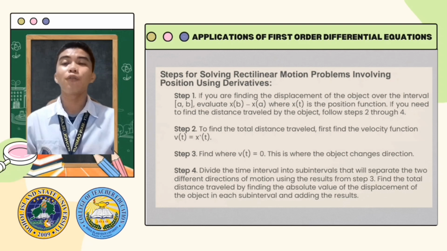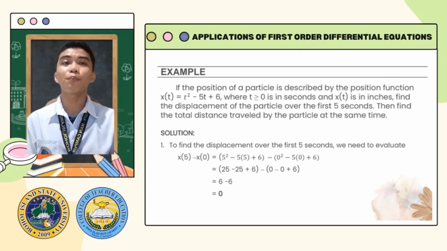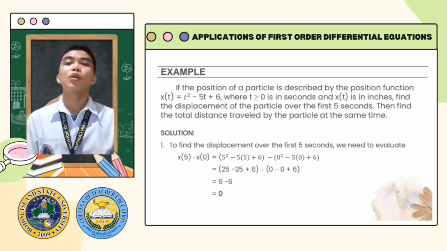So for us to have more idea with regards to rectilinear motion, I will be presenting one example. If the position of a particle is described by the position function x of t is equal to t squared minus 5t plus 6, where t is greater than or equal to 0 is in seconds, and x of t is in inches, find the displacement of the particle over the first 5 seconds. Then find the total distance traveled by the particle in the same time. So we have here the solution.